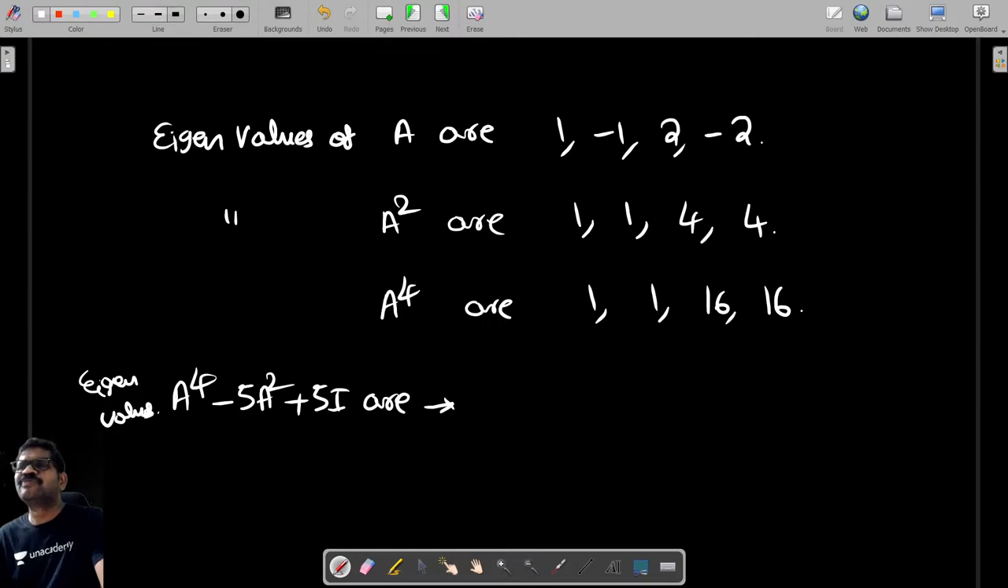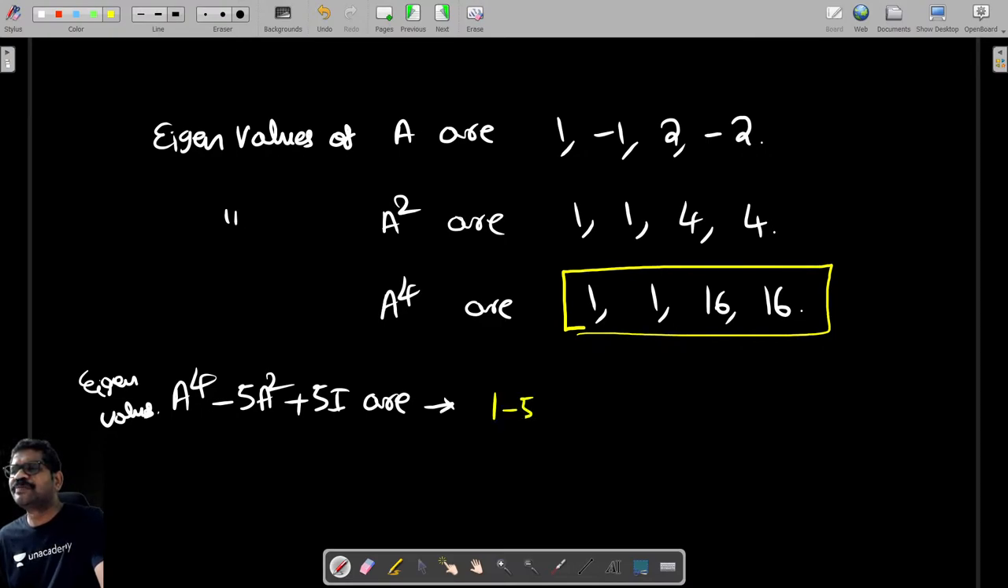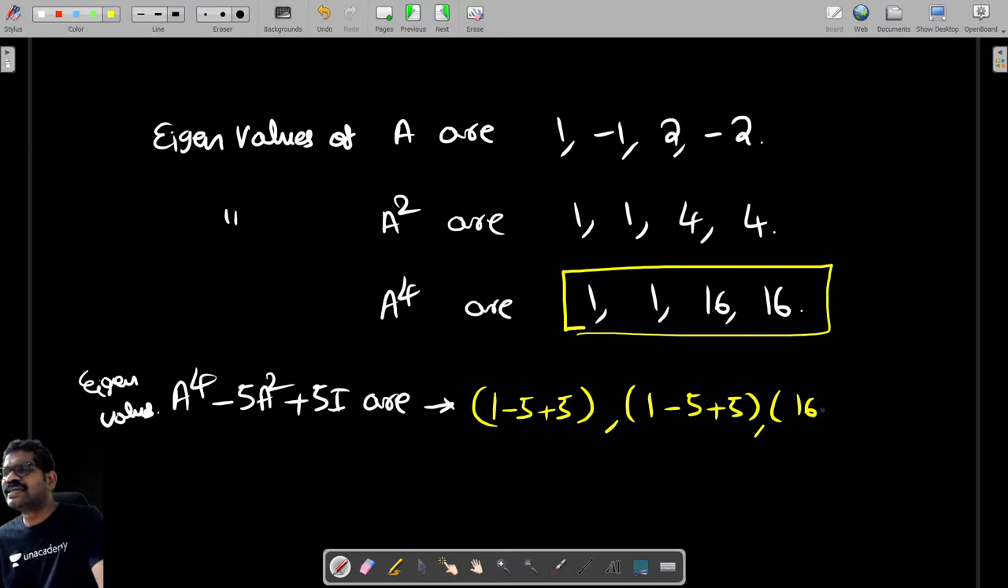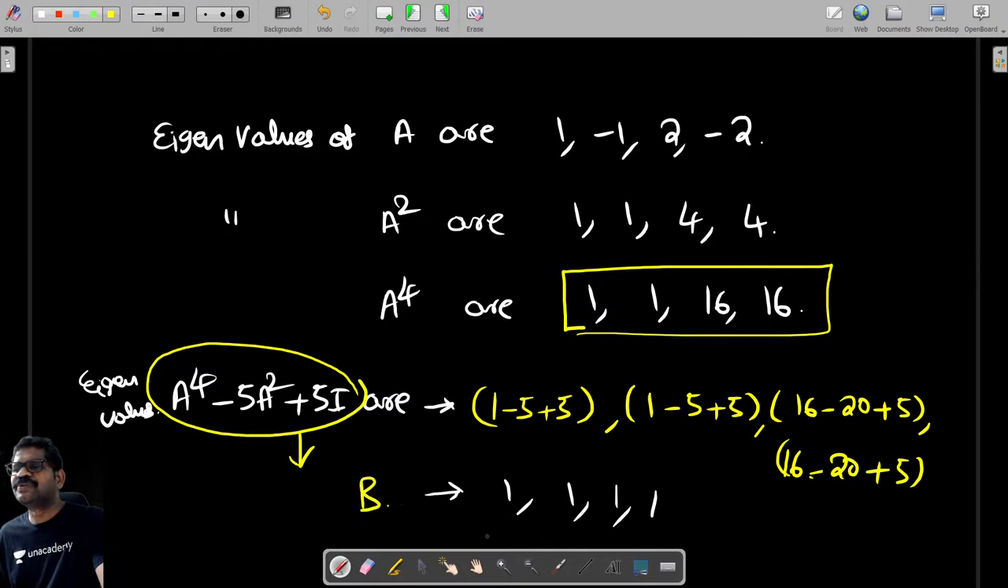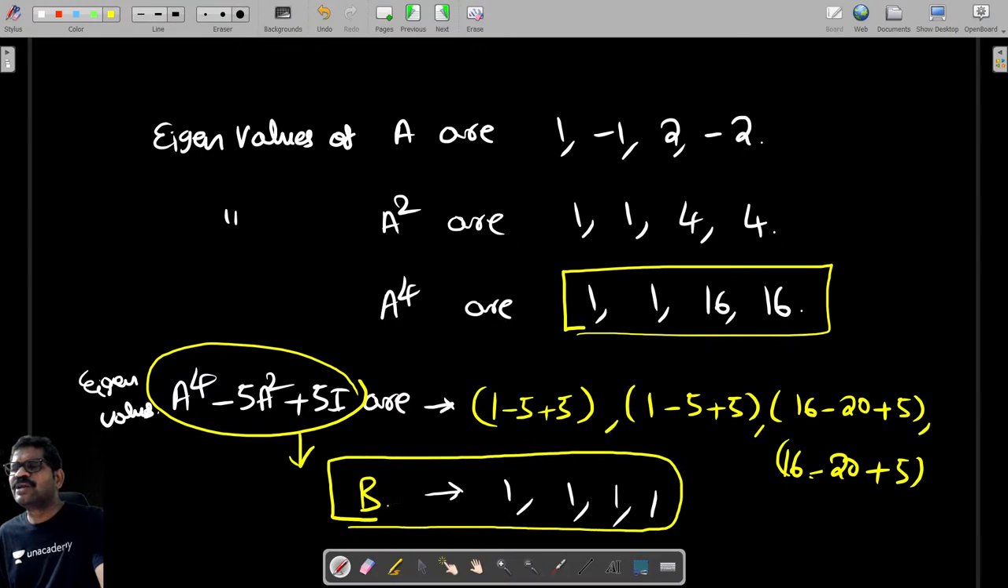Now, A power 4 means 1, 1, 16, 16. Minus 5A square, minus 5, plus 5I, plus 5; for 1 it is 1 minus 5 plus 5, next 16 minus 5 times 4, that is 20, plus 5, so 16 minus 20 plus 5. From this, you can get the eigenvalues of A power 4 minus 5A square plus 5I. 1 here, 1, 16 plus 5, 21 minus 20, 1, 1. So, A power 4 minus 5A square plus 5I is nothing but B. This is given as B. Therefore, eigenvalues of B are 1, 1, 1, 1.